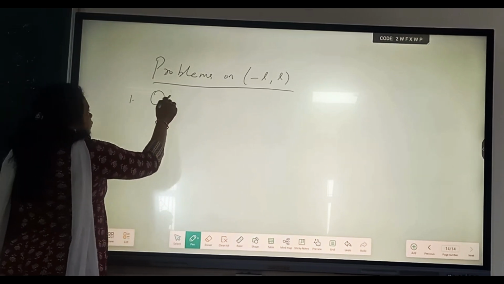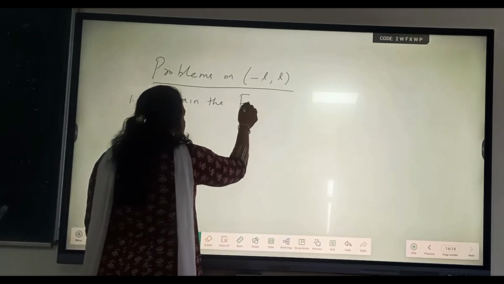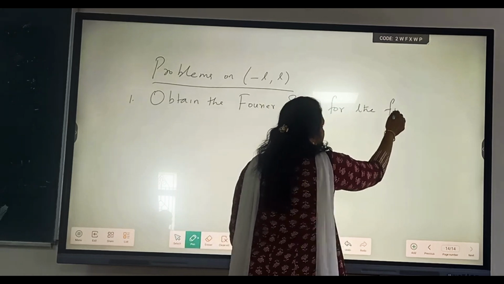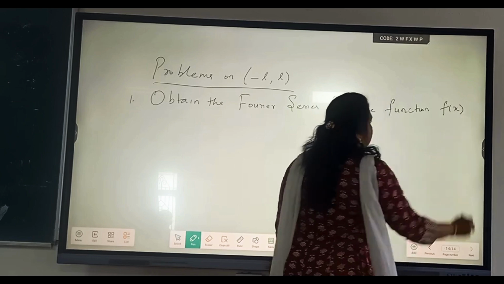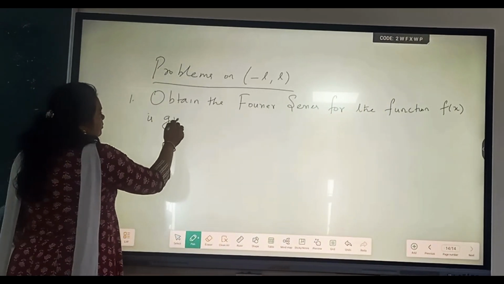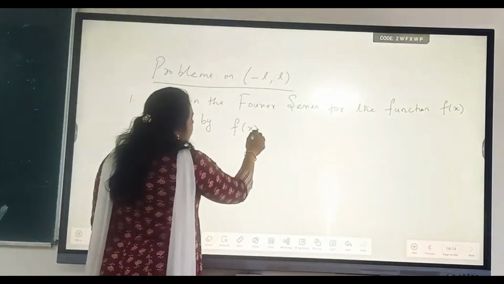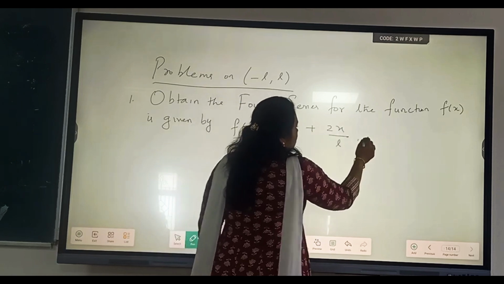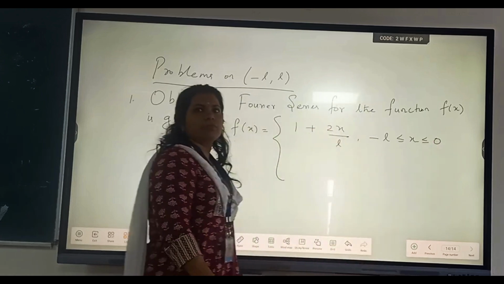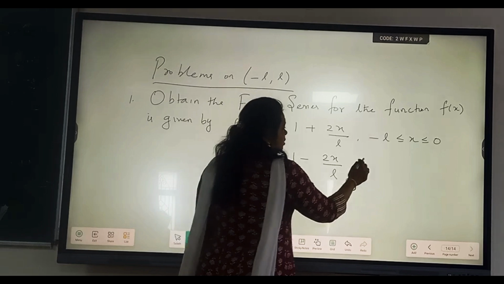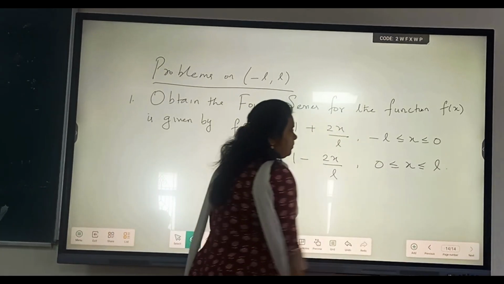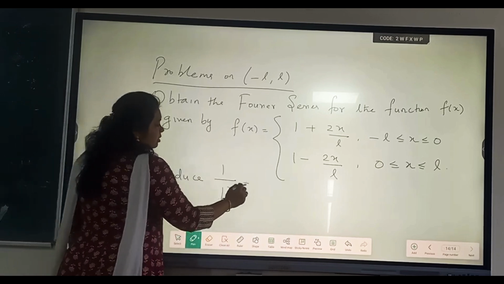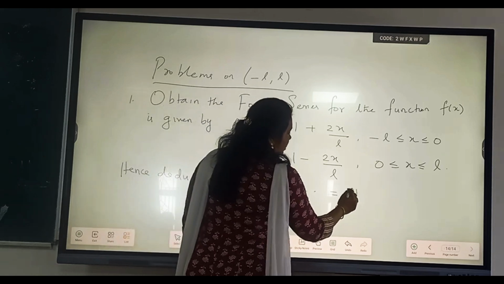Obtain the Fourier series for the function f of x, which is given by f of x is equal to 1 plus 2x by L, for minus L less than or equal to x less than or equal to 0, and 1 minus 2x by L, for 0 less than or equal to x less than or equal to L. Hence deduce that 1 by 1 square plus 1 by 3 square plus etc. is equal to pi square by 8.